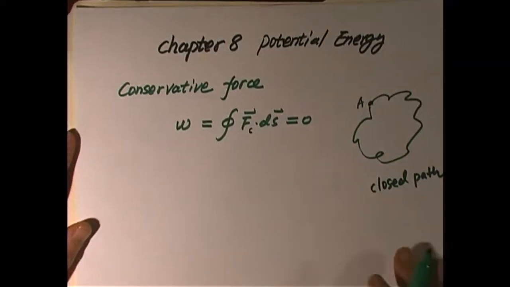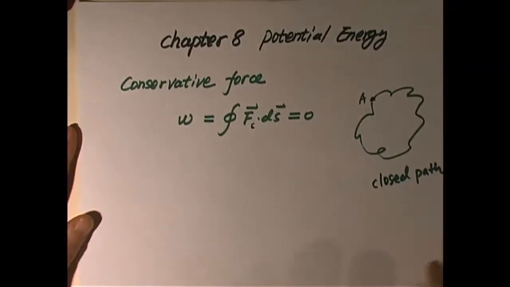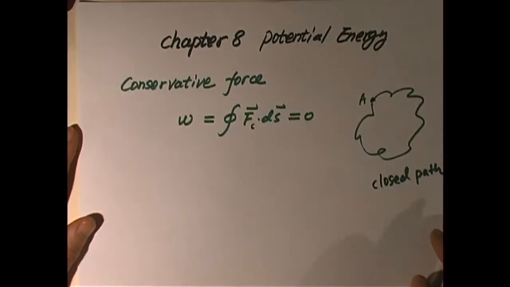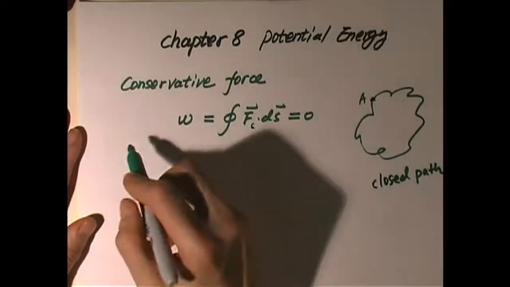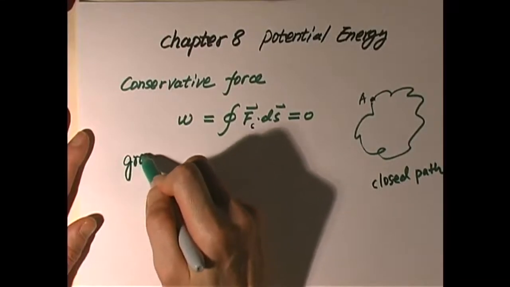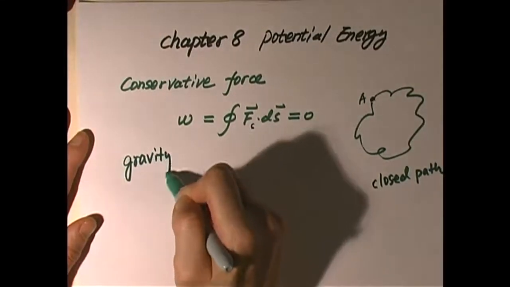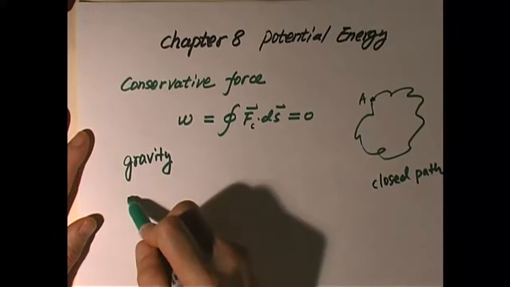If the work done by that force for a closed path equals 0, we define that force as a conservative force. So what's that for? That is very important because in Physics 1A, there are only two conservative forces that we need to consider. One is gravity. The other one is elastic force.